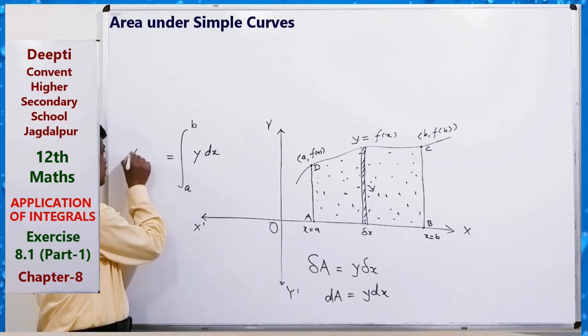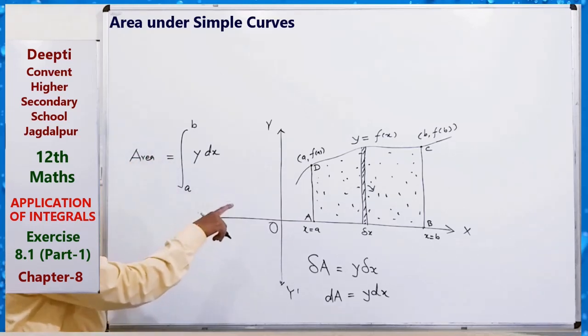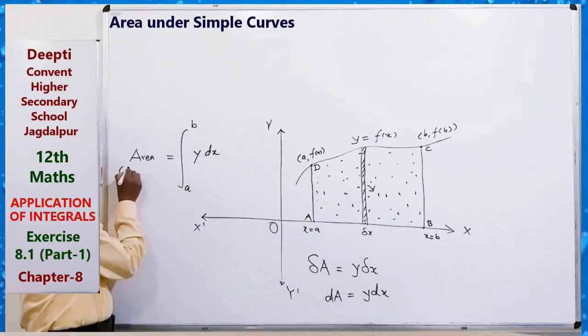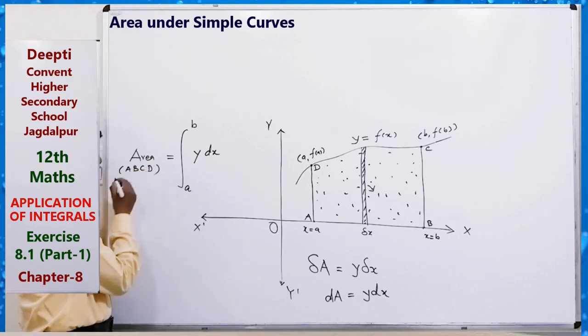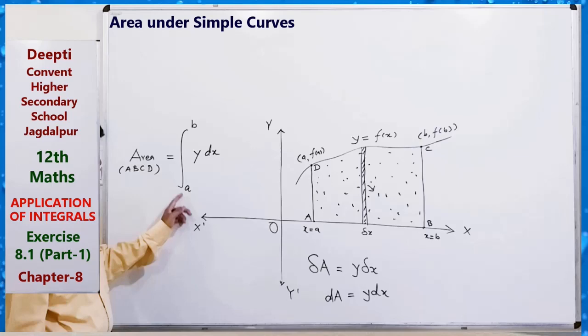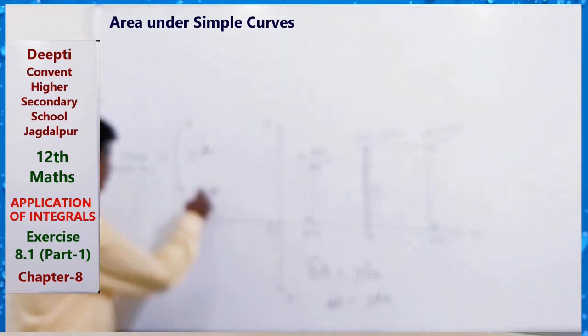This is the area. A, B, C, D. The area is the integration of y dx from a to b, as x varies from a to b. This is the area.